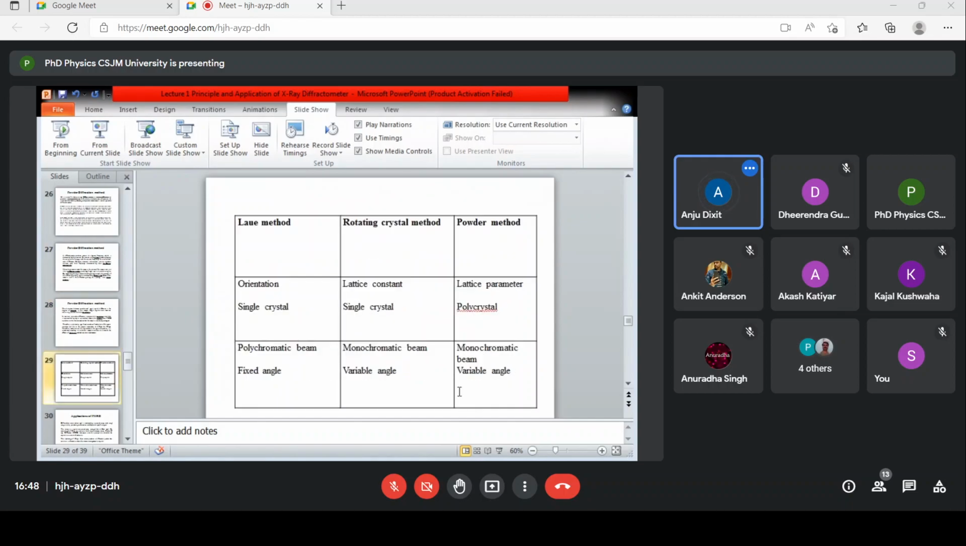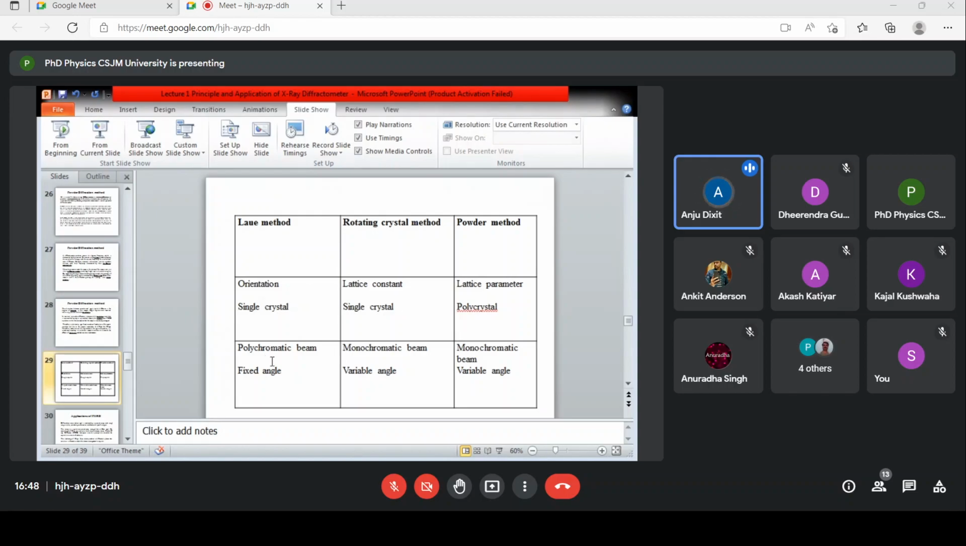So this table is showing the basic differences between Laue, rotating crystal and powder diffraction patterns. So by Laue method, we can know the orientation of the single crystal. By using rotating crystal method, we can know the lattice constant of the single crystal, and by powder method, we can know the lattice parameter of the polycrystal.